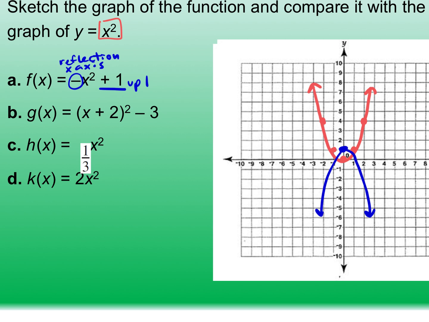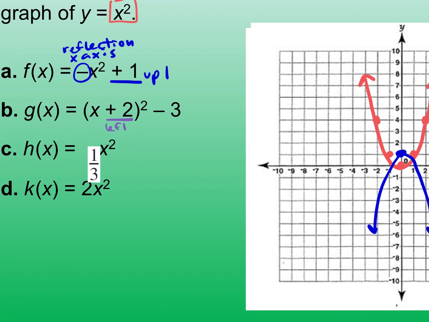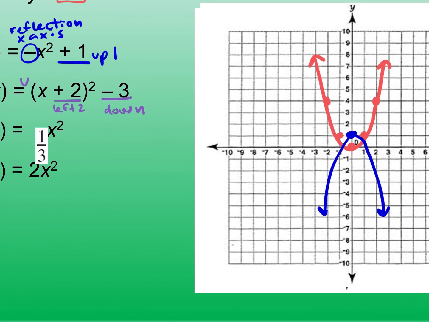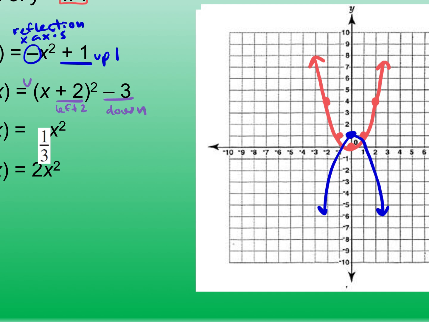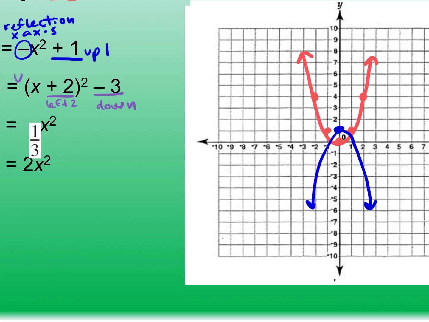Now let's do B. When we add 2 on the inside, which way does that move our graph? Left 2. And subtract 3 on the outside? Down 3. Is our parabola going to open up or down? Up. Our a is positive. We don't have a negative out front, and we don't have any reflections here. So we just shift it to the left 2 and down 3. And the parabola keeps the same shape as the red one that we had. It opens up.